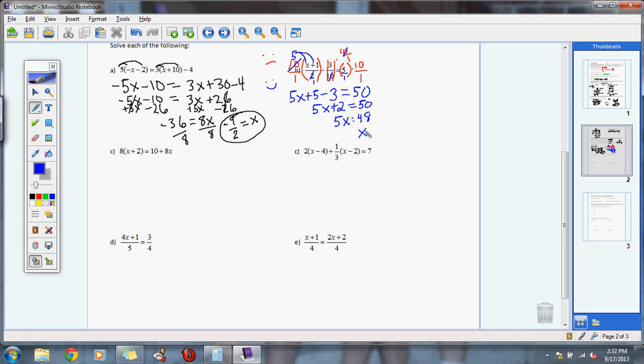Divide both sides by 5, and we're going to get 48 over 5, which we would want to simplify, but we cannot simplify in this case.